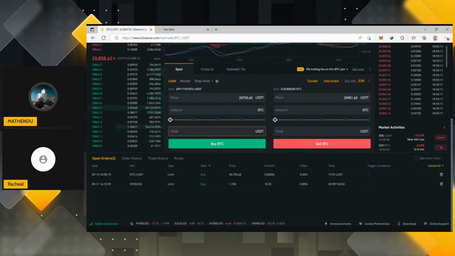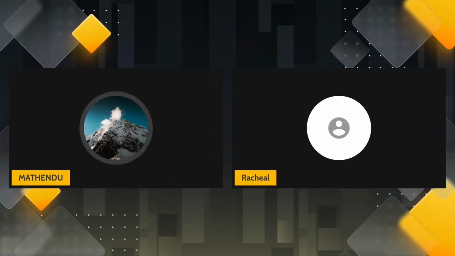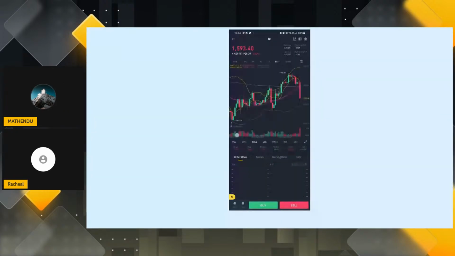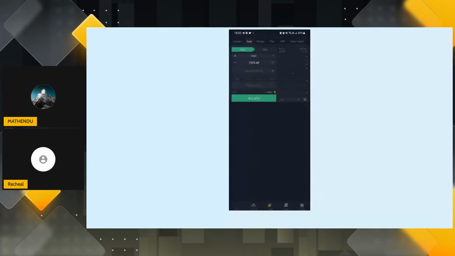And now, just before we proceed, Rachel, let's cover the web interface and the mobile interface and see what we can learn from here. In the meantime, you can keep your screenshot.